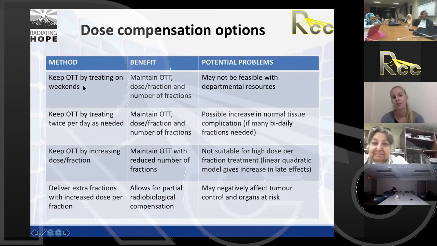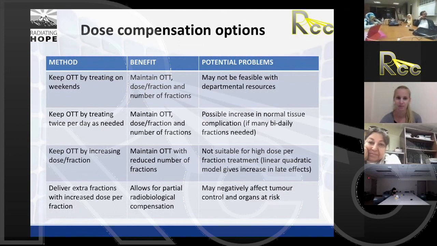What we can do is try and keep that overall treatment time to what it originally was by treating on weekends. So obviously you're maintaining the dose per fraction, the number of fractions, and the overall treatment time. The biological effective dose is the same. Obviously that's a big ask for most people, not only for the staff, but also for the patients to turn up on weekends for treatment. So often that's not feasible.